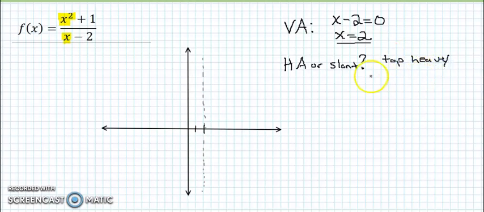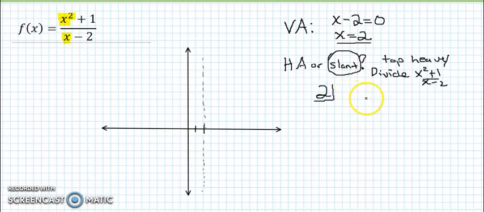That tells us it's going to be a slant asymptote, and to find the equation of that slant asymptote, we need to divide the top by the bottom. So we need to divide x squared plus 1 by x minus 2. That division is eligible for synthetic division. So I'm going to use synthetic division because it's a bit faster. You're welcome to use long division.